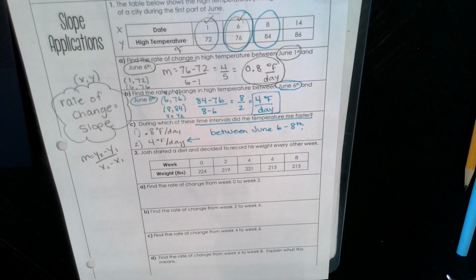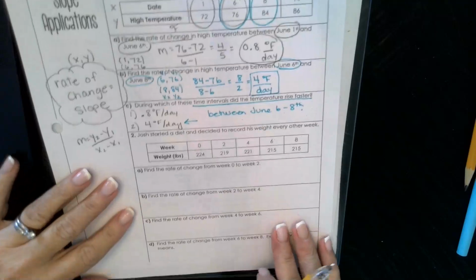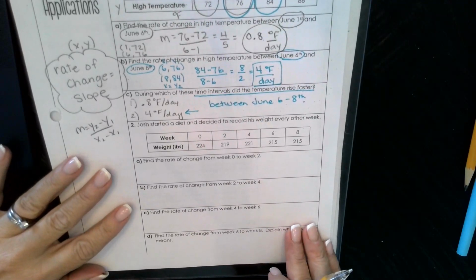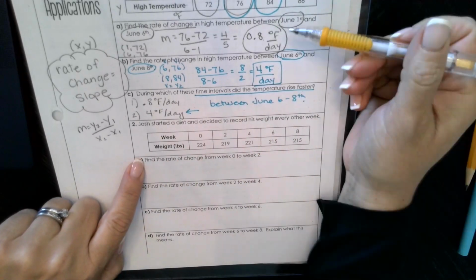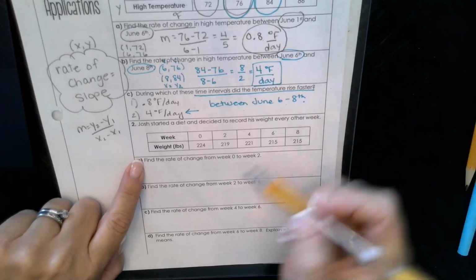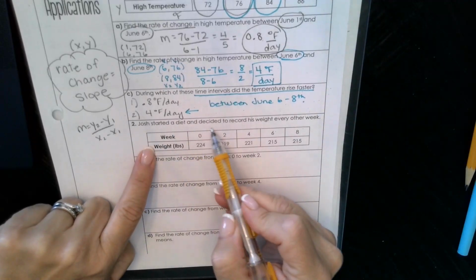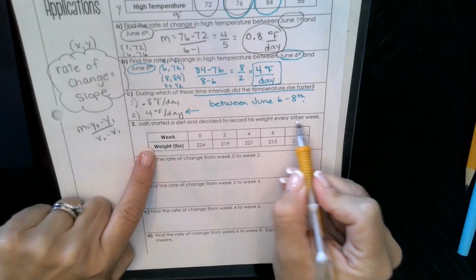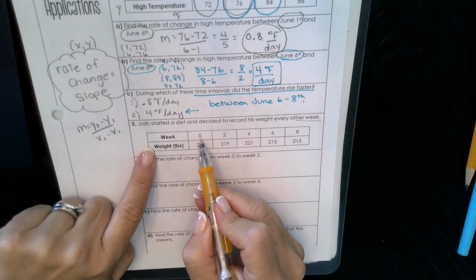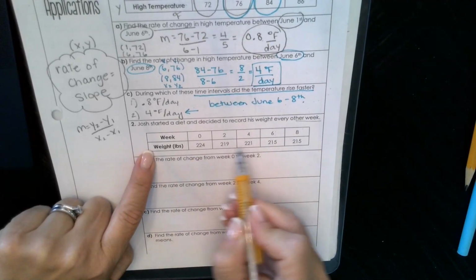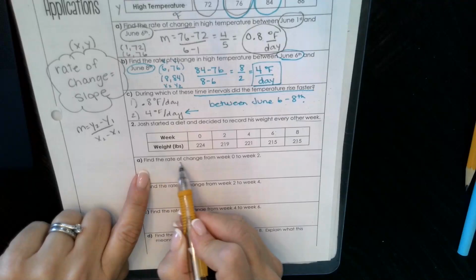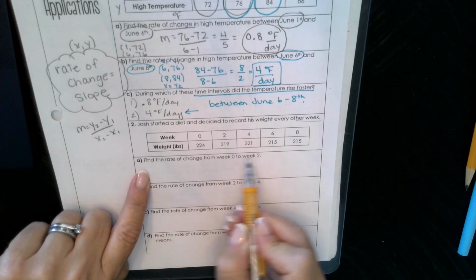Okay, I'm going to pause this and I'm going to let you work through number 2, the same with your table partners. So this is exactly the same thing that we did up here, right? Josh started a diet and decided to record his weight every other week. So here's the weeks: week 0, week 2, week 4, week 6. And here's his weight for all of those weeks. So find the rate of change between week 0 and week 2.